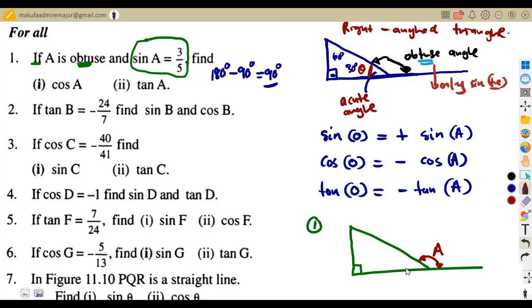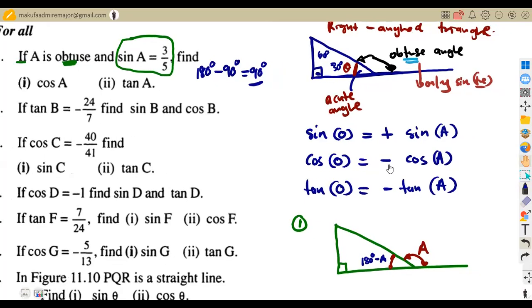And the one that is inside here is going to be what? If this one is outside of the shape, what about the one inside? We subtract from 180. So the one inside the shape is going to be 180 degrees minus A. What they are going to do is give us the ratio for sine A, which is 3/5.